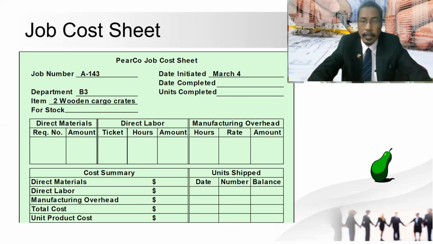Direct materials, direct labor. Look at the direct materials: requirement number, amount. What are the materials that are required? What is the numbering system? And then the amount of each. Direct labor.